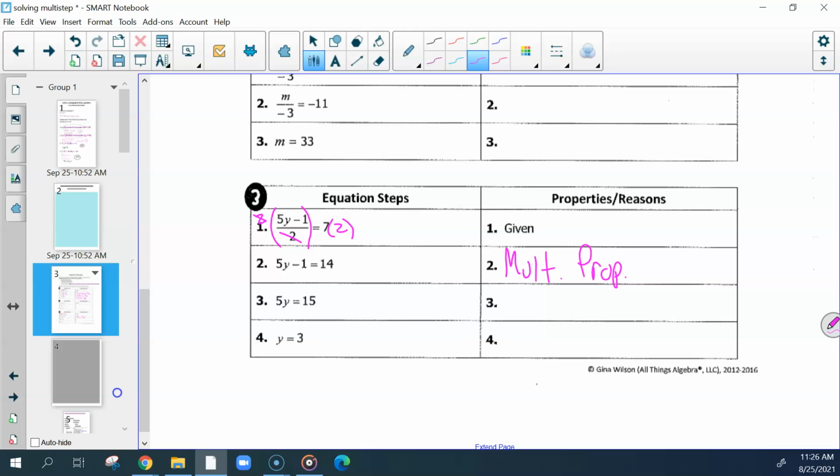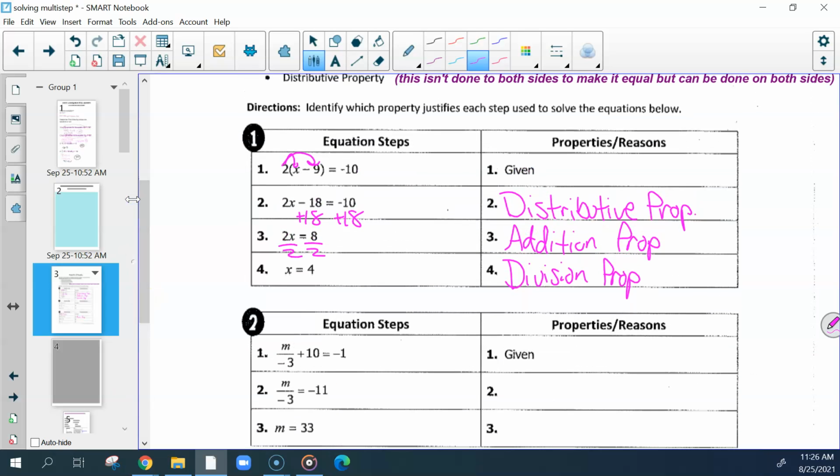I'm shortening words. You can write out multiplication property. Also, these are supposed to say property of equality. So I'm just going to start saying POE, property of equality.